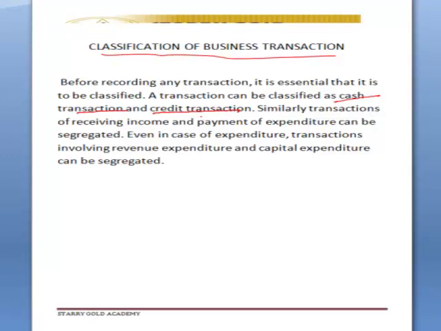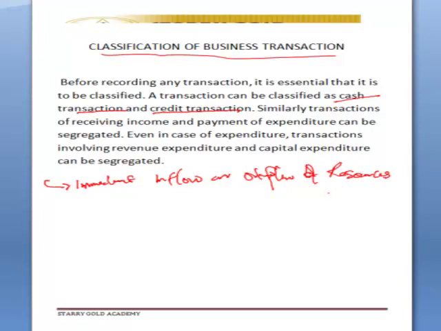That's immediate payment, or immediate receipt of cash. That is what we call a cash transaction. That is, there is an immediate inflow or outflow of resources.